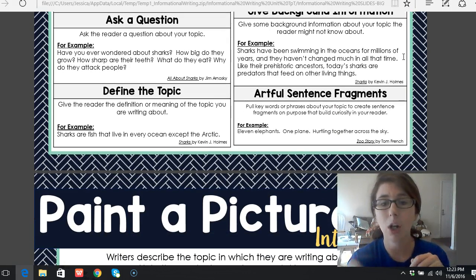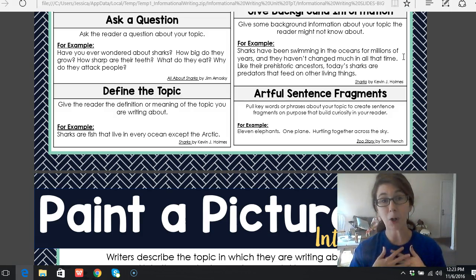And then finally, artful sentence fragments. Personally, this is my favorite way to start off any type of writing. Pull key words or phrases about your topic to create sentence fragments on purpose that build curiosity in your reader. This is the only time where I'm like, yeah, that doesn't have to be a complete sentence, because you're doing it to add suspense, to pique their curiosity.